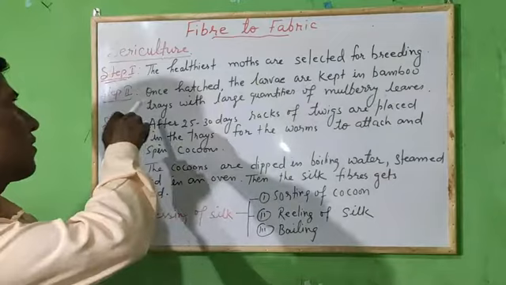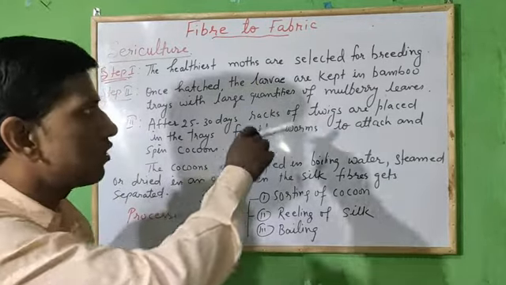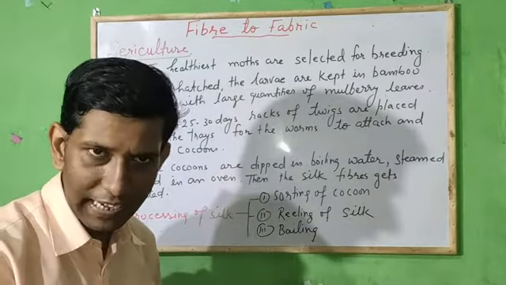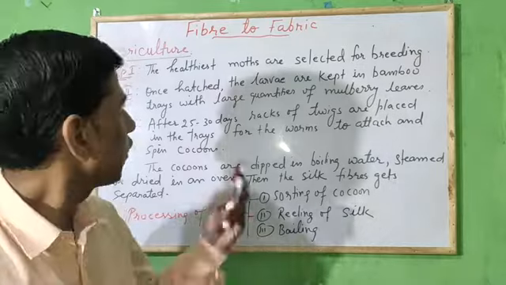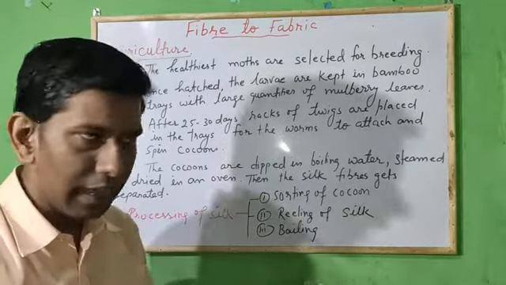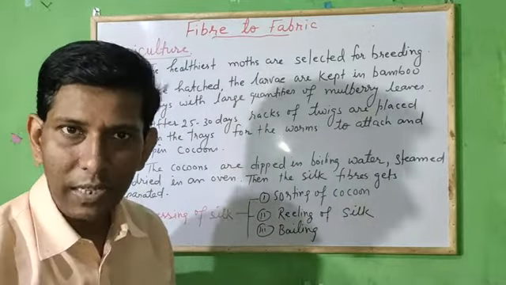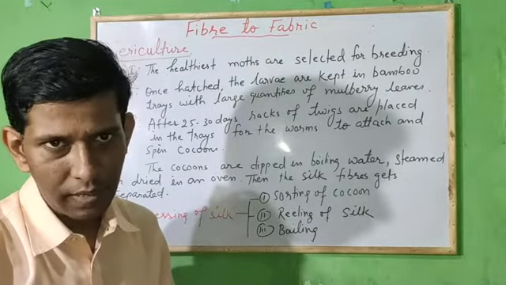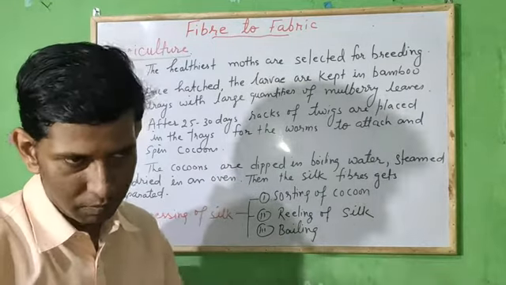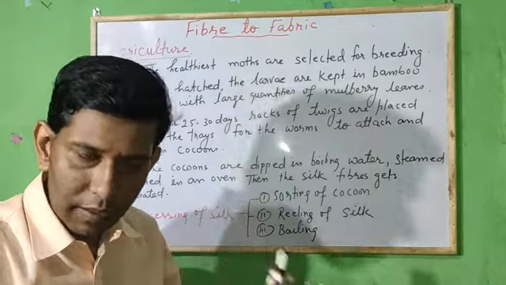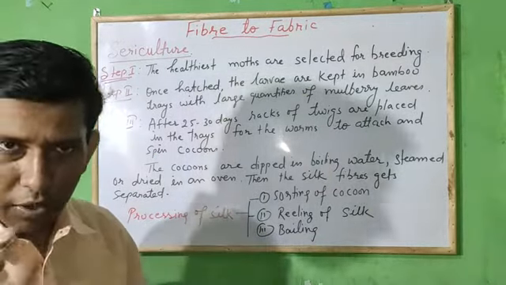So come to discuss the second step. Once they hatch, the larvae are kept in bamboo trays with a large quantity of mulberry leaves. After hatching, the caterpillars that come out, we shift them onto bamboo trays, and there we give a lot of chopped mulberry leaves for their feeding. They are eating those mulberry leaves, and in the meantime their body size and growth will increase. Clear? They will continue this process.